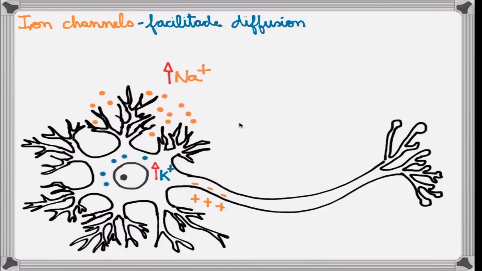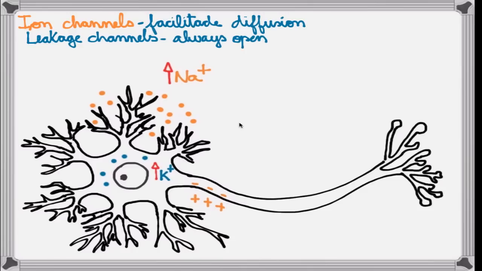The first type of ion channels that we have are called the leakage channels. And I'm not going to draw them here because it makes the drawing very busy. But they are distributed throughout the entire extension of the neuron, facilitating the diffusion of ions. They are constantly open, and because they are constantly open, ions can just move freely through them.